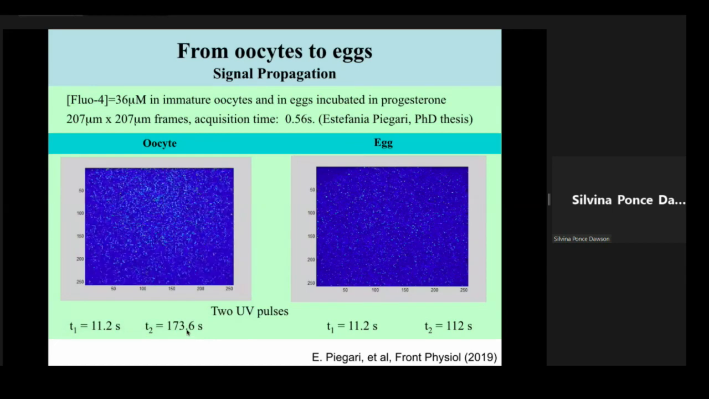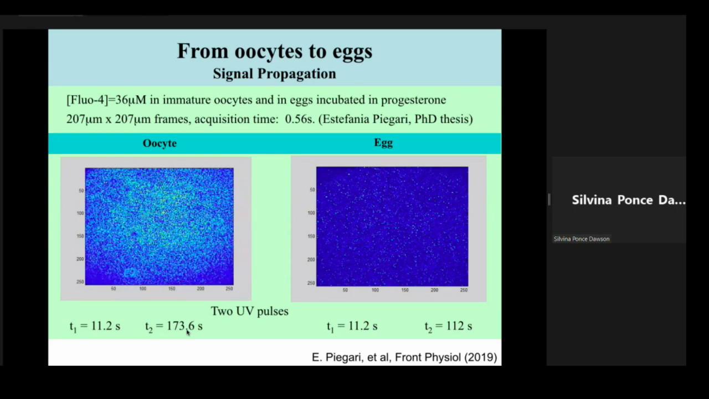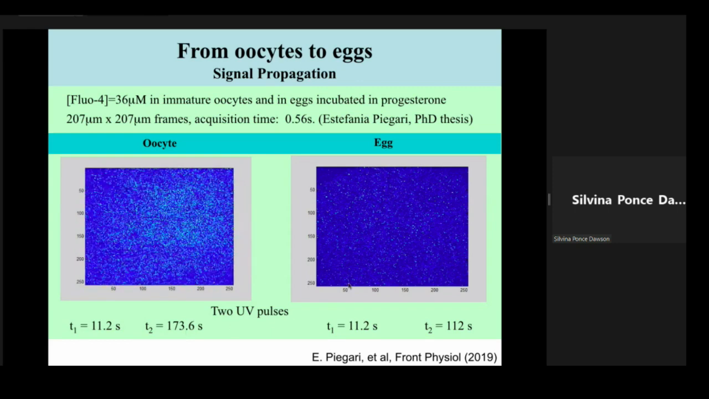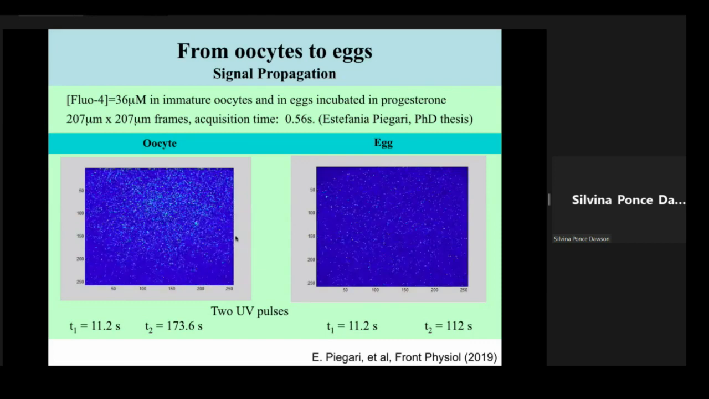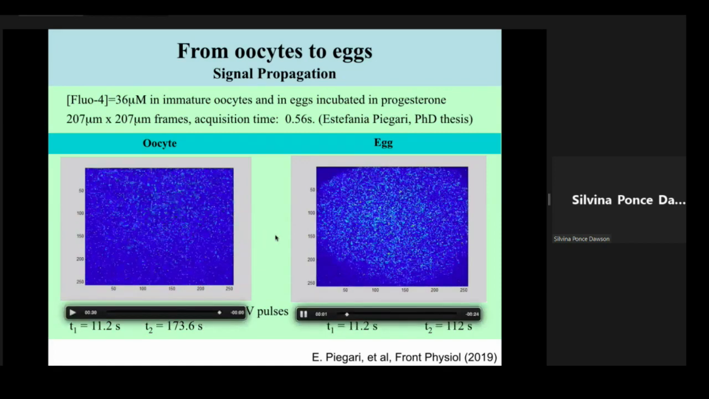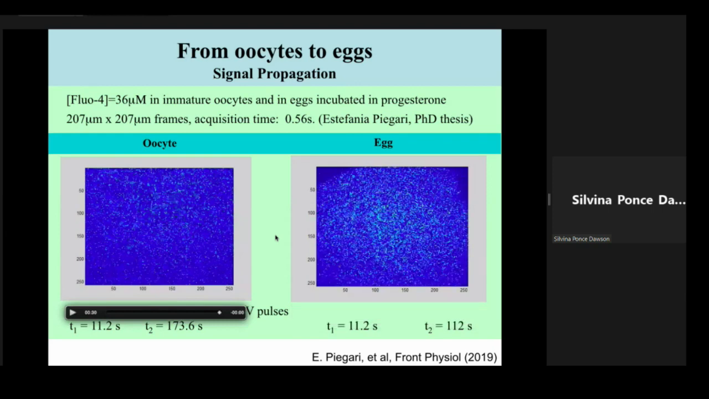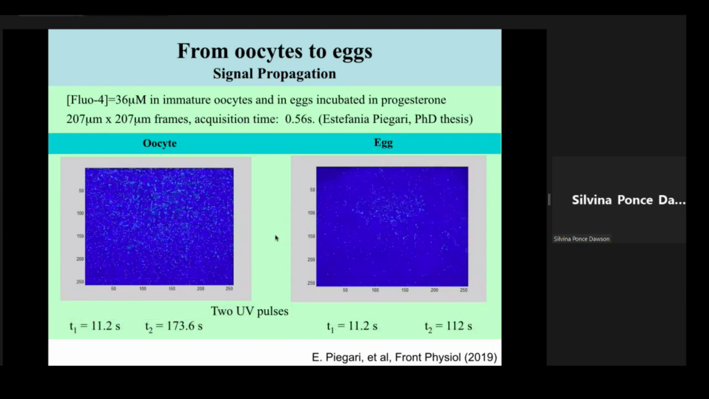And what you see, well, is a lot of fluctuation, but you see that more patches turn on in the oocyte than in the egg. The egg is more continuous all the time. There is the flickering, but it is more continuous. And so that's what we were looking at.